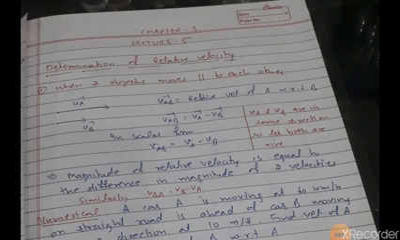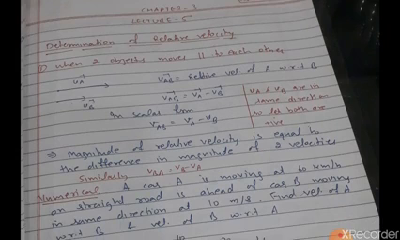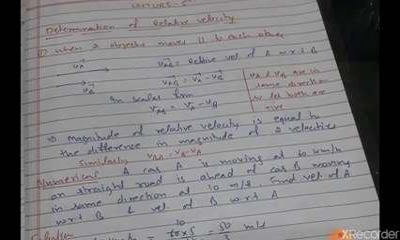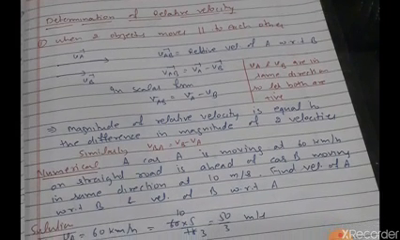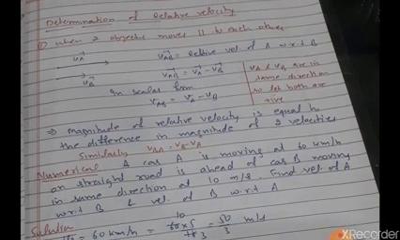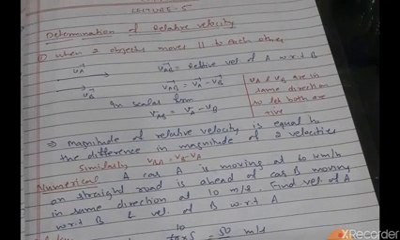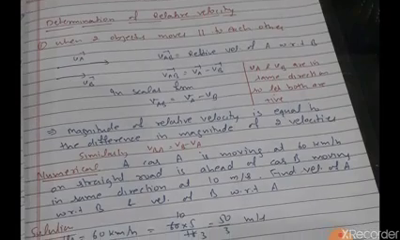In this class, we will continue with the previous topic, that is the determination of relative velocity, and we will discuss two special cases when two objects move parallel to each other, how we will evaluate the relative velocity, that is velocity of one object with respect to another.